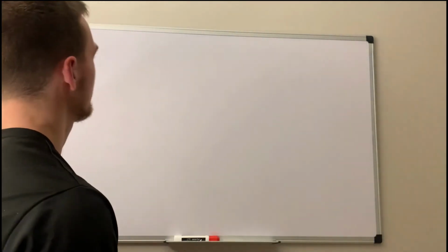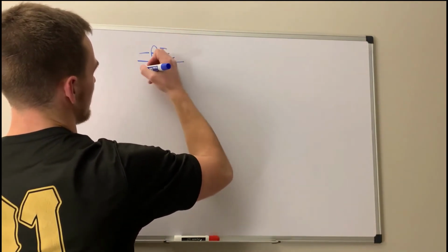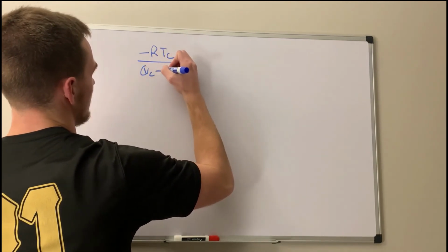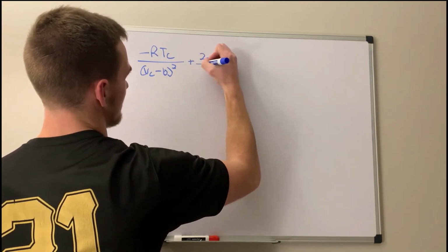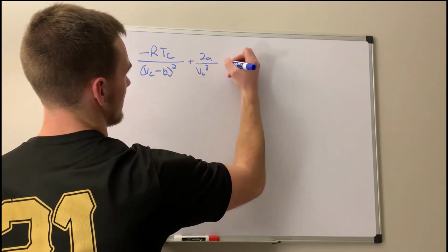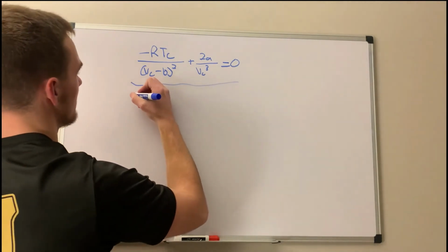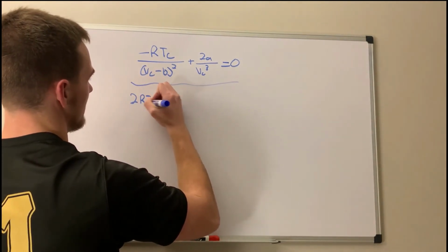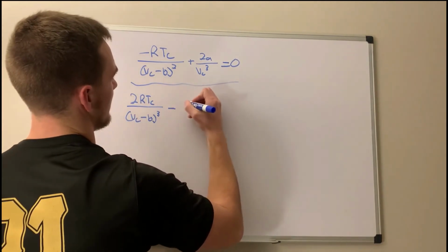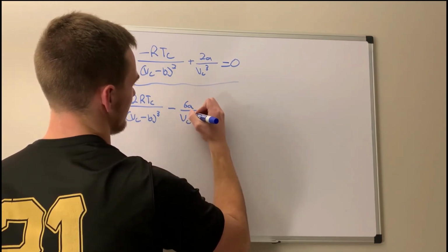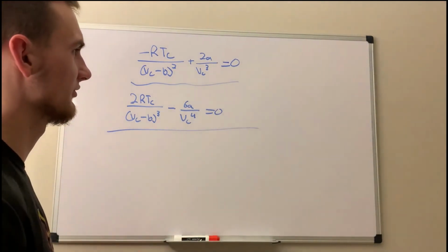So go ahead and I'll rewrite the equations that we have here. Our first derivative equation: negative RTC over (VC minus B) squared, plus 2a over VC cubed equals 0. So that is our first derivative set equal to 0, and our second derivative set equal to 0 was 2RTC over (VC minus B) cubed. And this time we subtracted 6a over VC to the 4th, and that is set equal to 0. So these are our first, second derivatives set equal to 0.